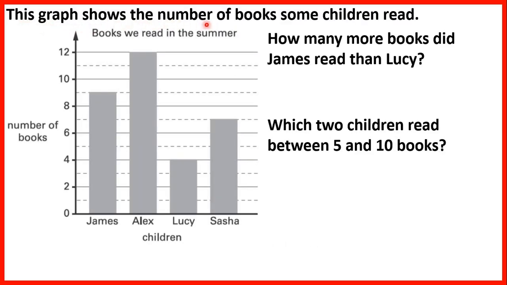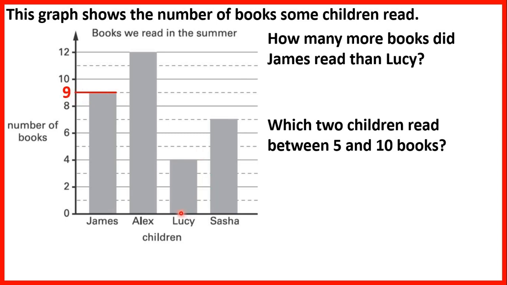This graph shows the number of books some children read. How many more books did James read than Lucy? Well, to find out how many books James read, we can find the bar for James, go up to the top, and when we look across, we can see that that's between 8 and 10. So James must have read 9 books.